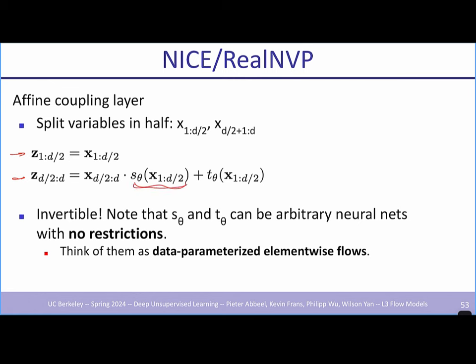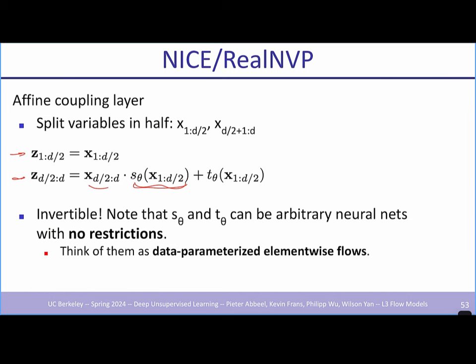In this case, this dot is typically an element-wise product. If you turn it into an L, essentially a diagonal matrix is the way to think of it. But you could do anything you want, nonlinearity with the first half of the x when you do this, and then multiply it element-wise with the second half. So you can get a pretty nonlinear transformation of your variables this way.